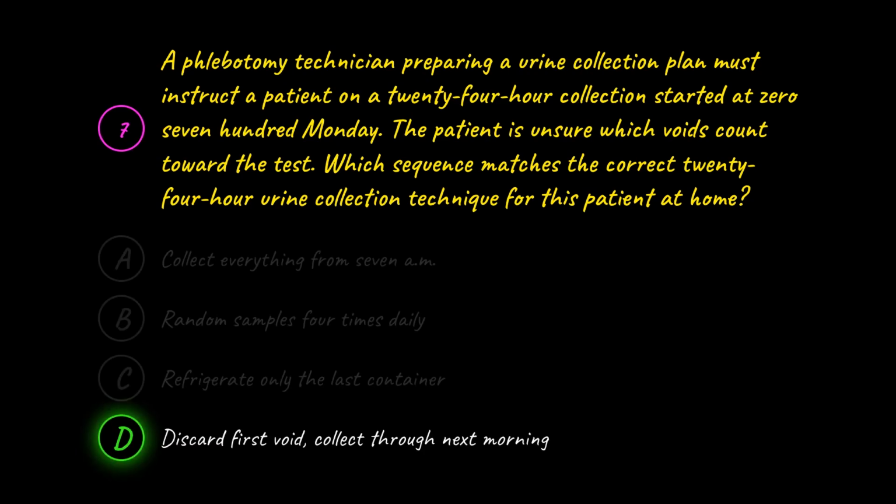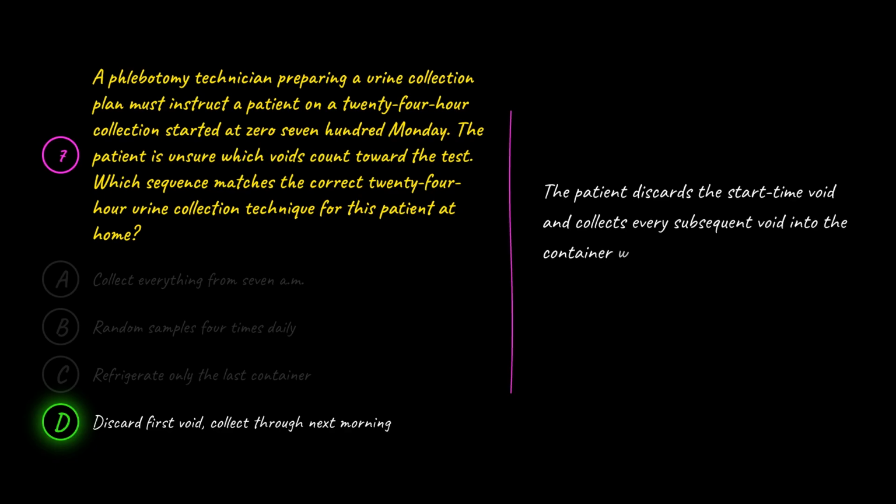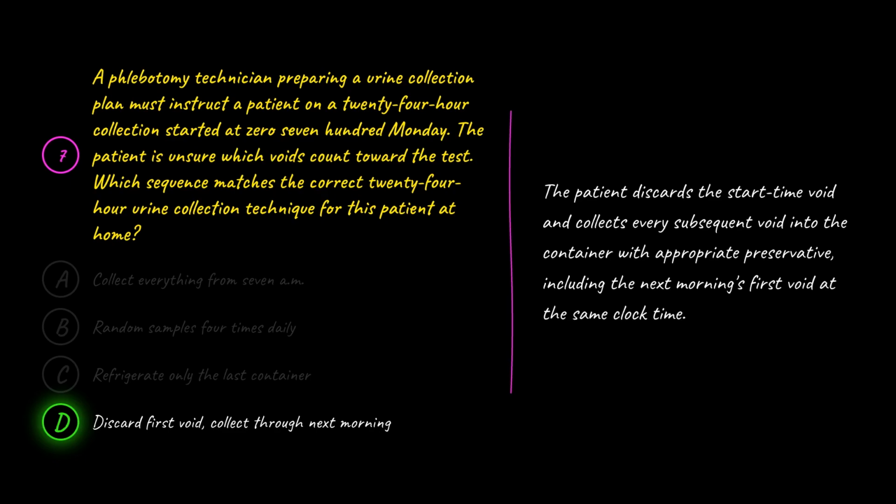The correct answer is D. Discard first void, collect through next morning. D is correct because the patient discards the start time void and collects every subsequent void into the container with appropriate preservative, including the next morning's first void at the same clock time. This captures exactly 24 hours of urine output.